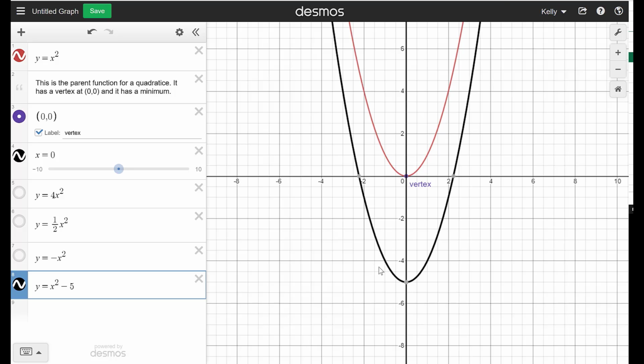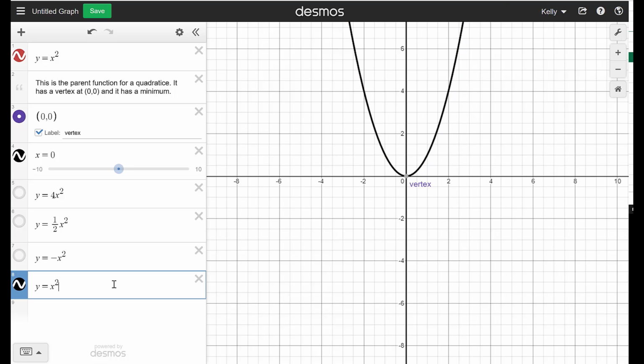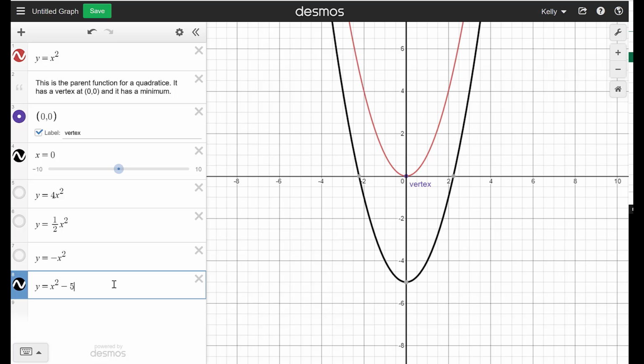Notice that this is the same graph moved down 5 units. If I was to take the -5 off, it definitely is coinciding with our original graph with y equals x squared. But let's go ahead and leave it at -5. You'll notice it has a minimum now at 0, -5. That's its vertex. And you notice that we don't have any parentheses. It's not like x minus 5 squared. It looks a little different than the one we did before.